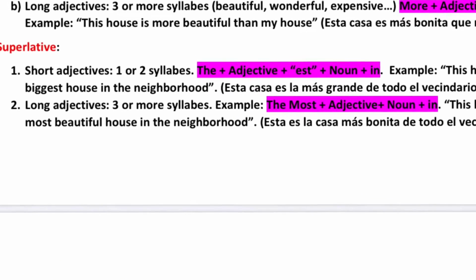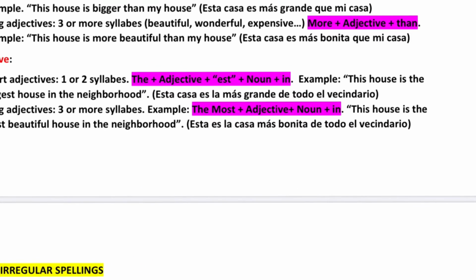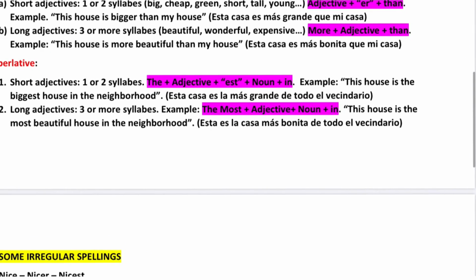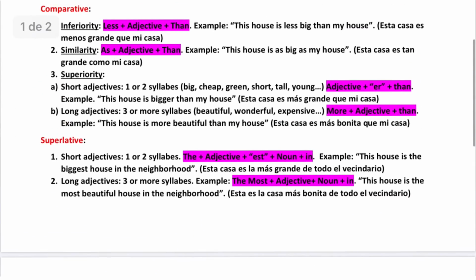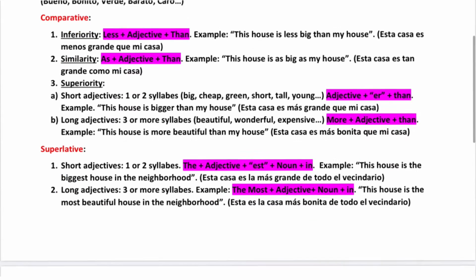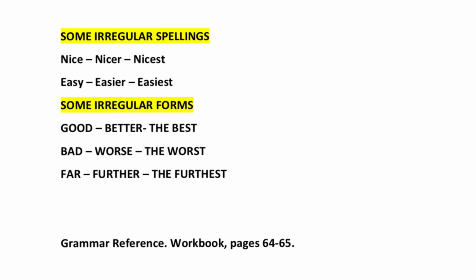For the long adjectives, decíamos los adjetivos de 3 o más sílabas. There we have the structure, the most plus adjective plus noun plus in. This house is the most beautiful house in the neighborhood. Esta es la casa más bonita de todo el vecindario. Aquí el adjetivo al ser largo, beautiful, pues tenemos la estructura the most. ¿Ok? Esa es, por decirlo así, las estructuras, ¿no? Las formas generales.